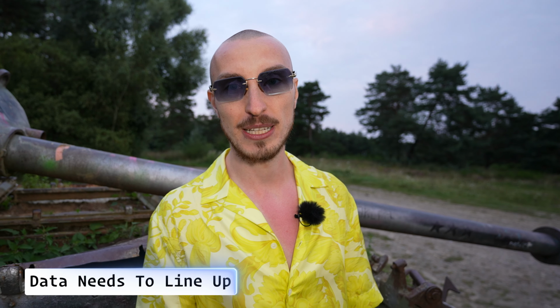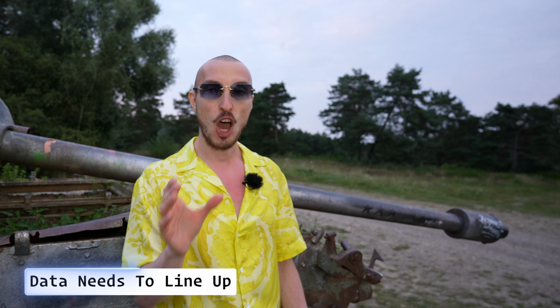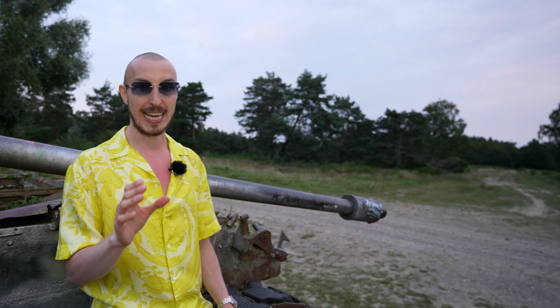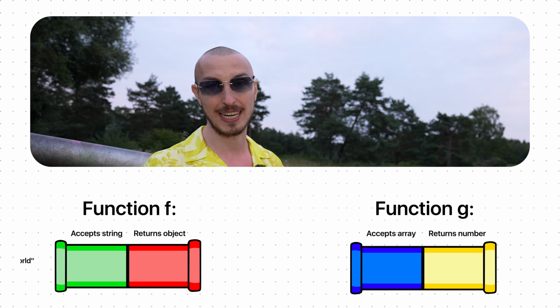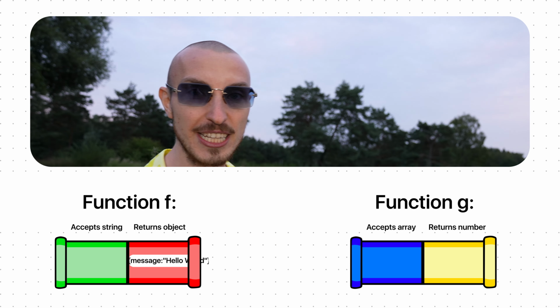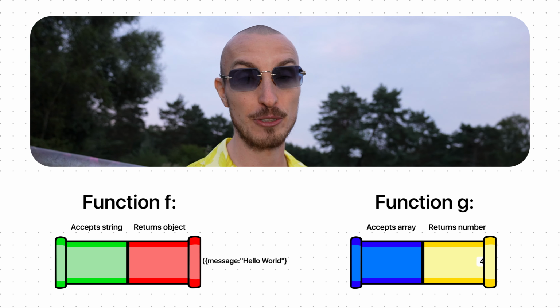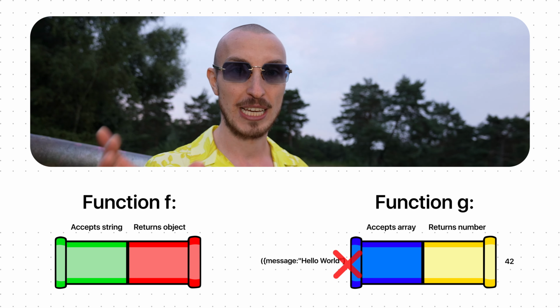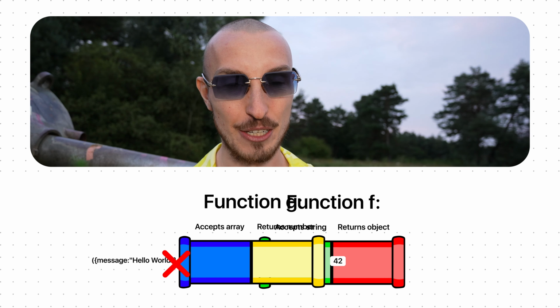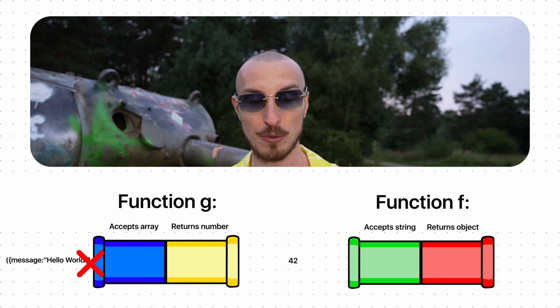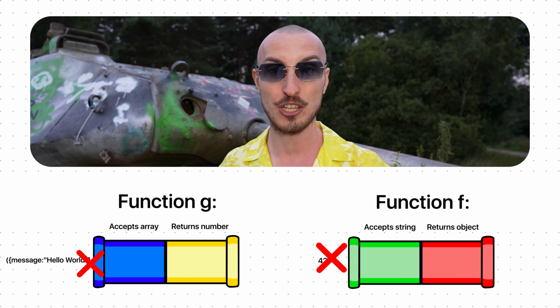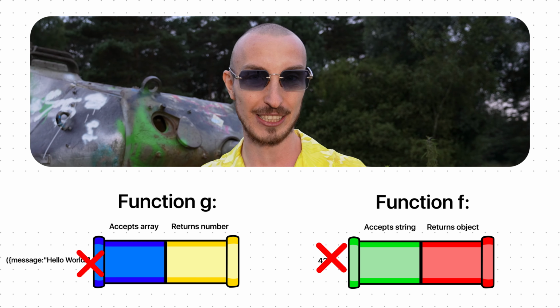Now the second principle is that your data needs to line up, and only with the data last principle can you compose functions, because only with the data last principle can you get your functions in a state where the input types and the return types of your functions line up so that you can compose them. In other words, if you have a function that takes in a string and returns an object, you cannot compose that with a function that takes in an array and returns a number. Here's how that looks like in code.